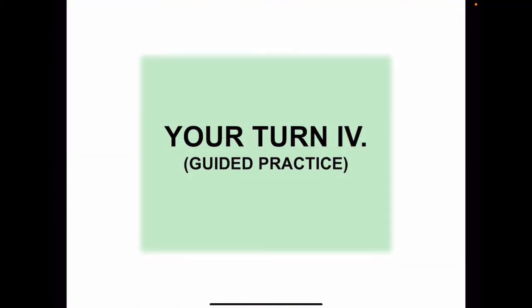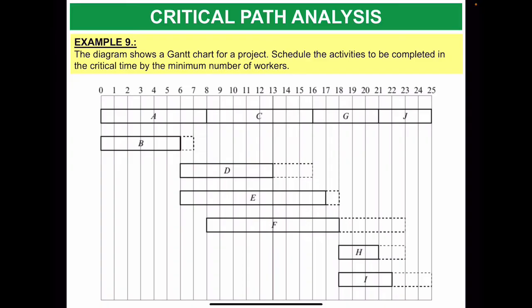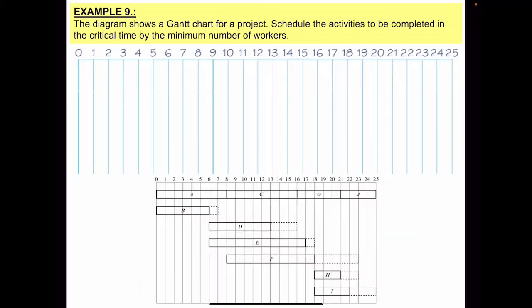So let's look at some guided practice in this section of creating the schedules. Example 9 shows the Gantt chart for a project. So this is the one that we talked about before as well. And we need to schedule the activities to be completed in the critical time, that means 25 days or 25 hours, by the minimum number of workers. So this is the chart from before, the Gantt chart, the Cascade chart, and what I'm going to do is to do it worker by worker.